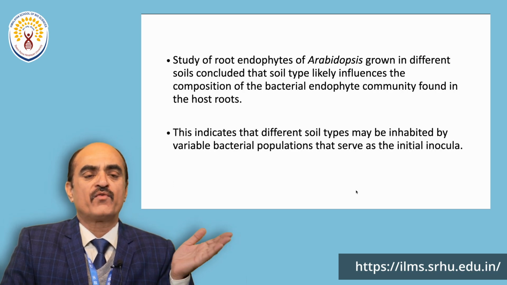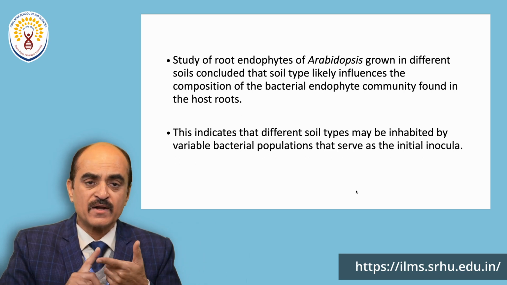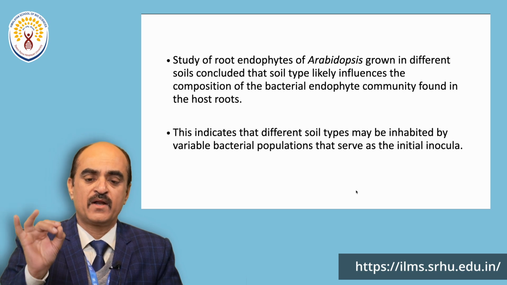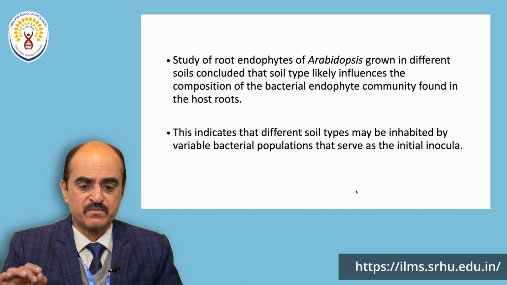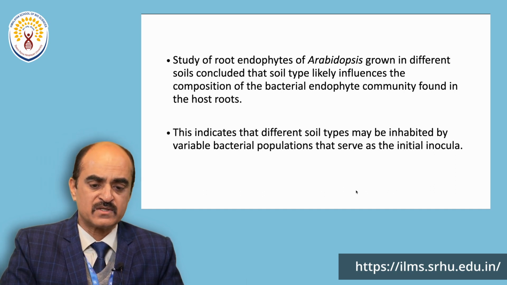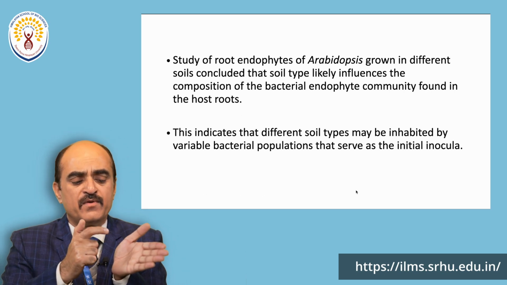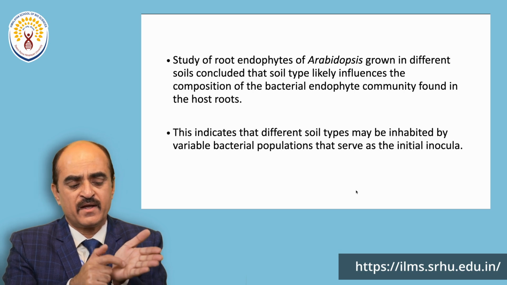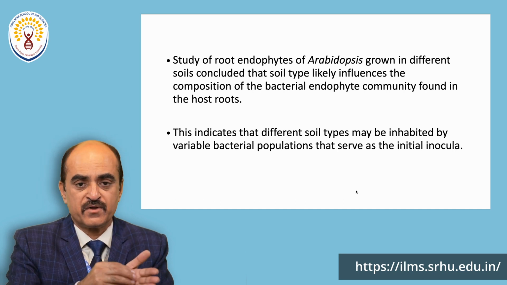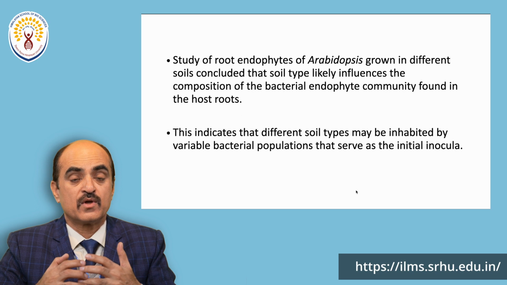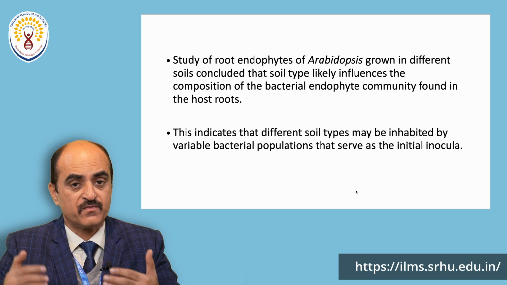There is a study of root endophytes of Arabidopsis grown in different soils. It has been reported that soil type likely influences the composition of the bacterial endophyte community found in the host roots. This indicates that different soil types may be inhabited by variable bacterial populations that serve as initial inocula. We can imagine, for example, this is the field where we are growing Arabidopsis or some plant X here and here. Obviously, when the soil is different, the nutrient composition is different, and that nutrient composition will also influence the soil microflora. So when the plant is grown there, we will find different microflora in different locations for the same plant.